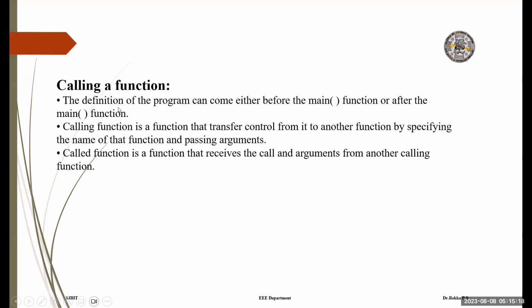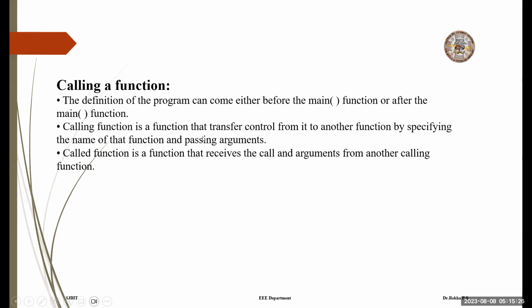So now if x is greater than y, if it is true, this will be executed and it will return the value. Or else it will return, here it will be executed and return the big. So return big, that big value will be stored and it will be returned to the called function. So the definition of the function can come either before the main or after the main.